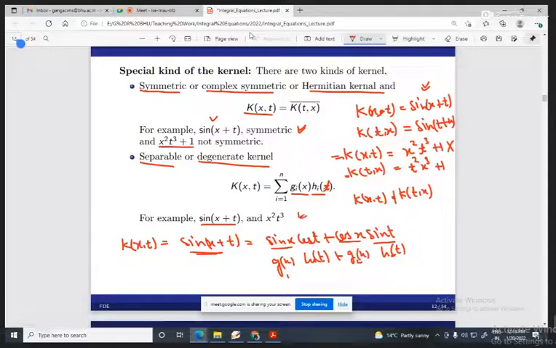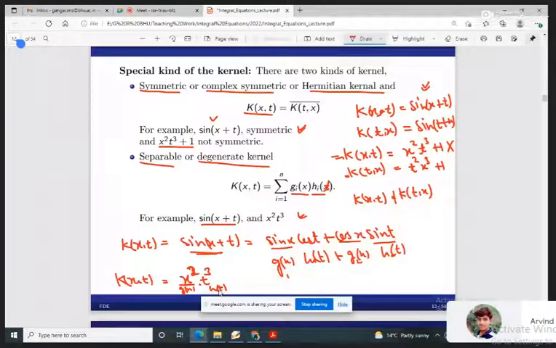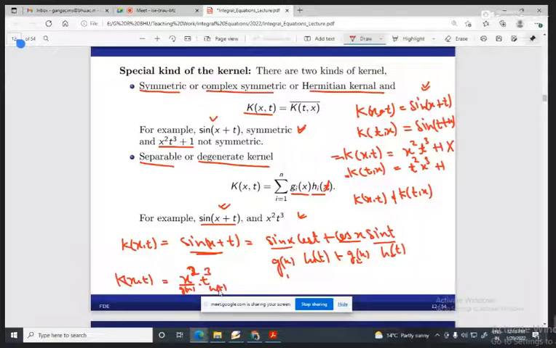Same here, if the kernel k(x, t) is x²t³, you can take it as a g(x) function and an h(t) function. It is a product in this way. So both are separable kernels or degenerate kernels. Do you agree with this?